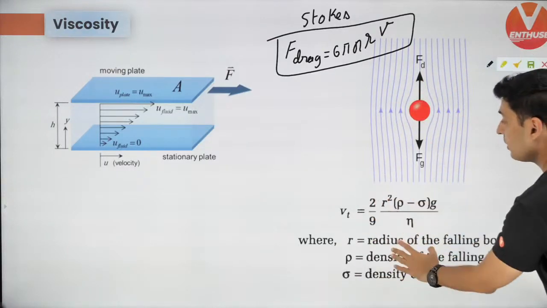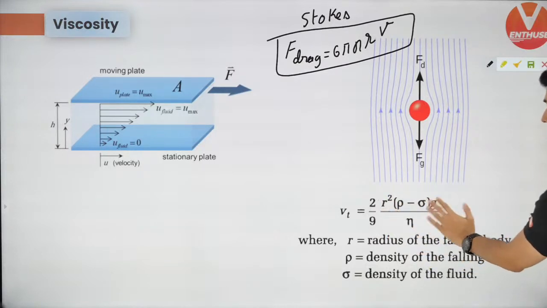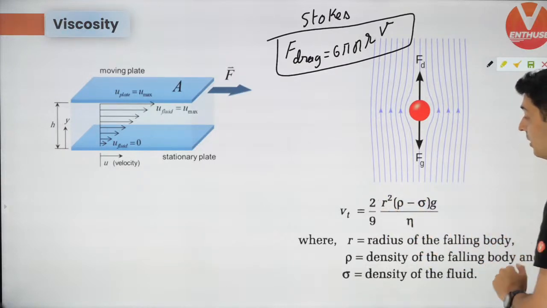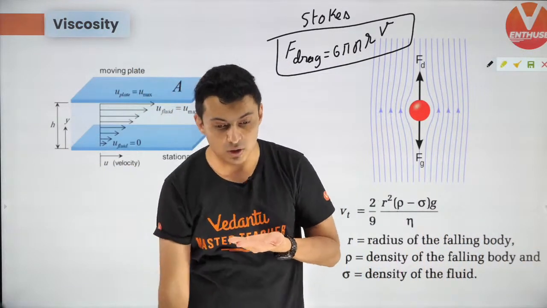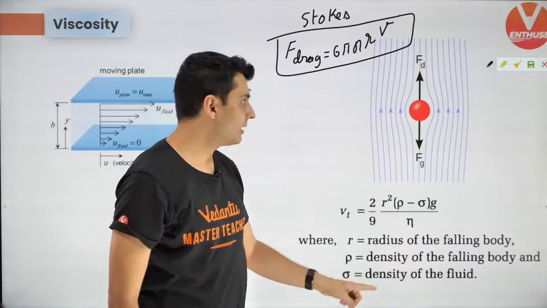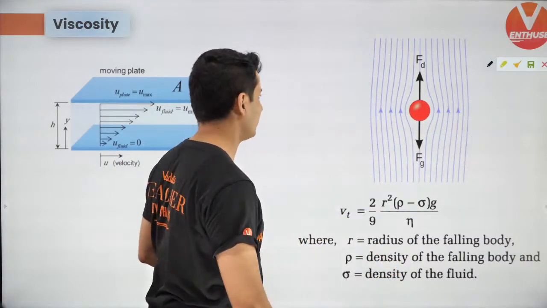And the terminal velocity is 2 by 9 r square (rho minus sigma) g divided by eta. What is this terminal velocity? Eventually, the particle is going to come down with constant speed. That is called terminal speed. Many questions on terminal speed are going to be there in the examination.